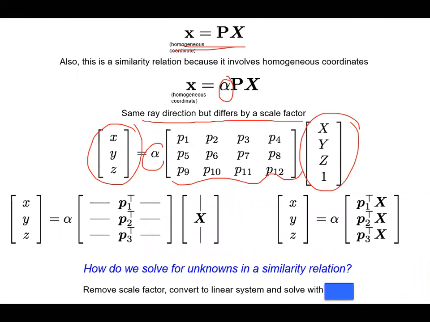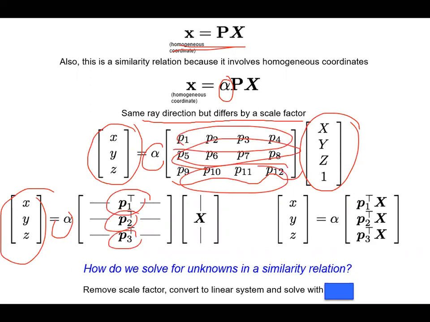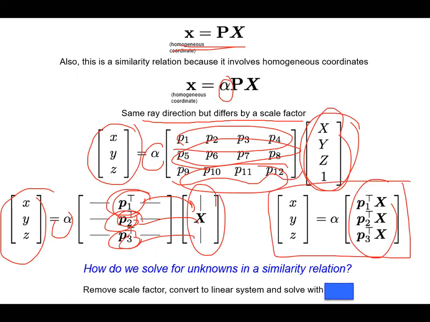Okay, so nothing changed. I will do exactly as I did before. x, y, and z is equal to alpha. All of this I will call P1 transpose, P2 transpose, P3 transpose for each of these rows. All of this I will call vector X. I will multiply this by that, this by that, and write it here. Again, I have the matrix.